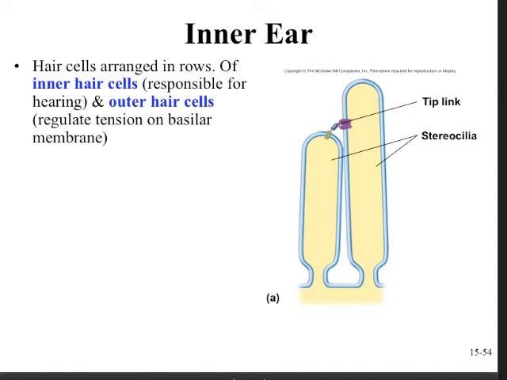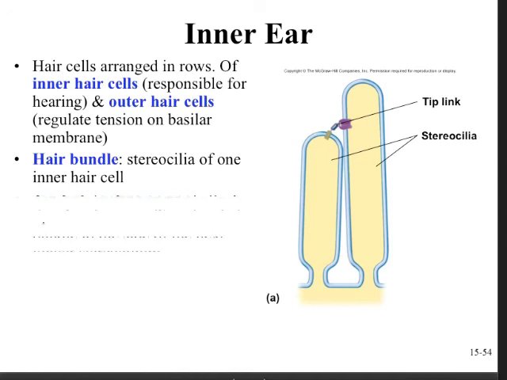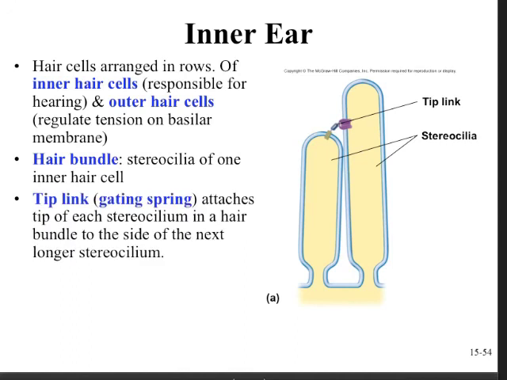Hair cells are arranged in rows, with the basilar membrane on the bottom, the tectorial membrane on the top, and the hair cells between them. There are inner hair cells that are responsible for our hearing, and the outer hair cells, which are essentially there to regulate the tension on the basilar membrane. Hair bundles are the stereocilia of one inner hair cell. There are tip links which attach the tip of the stereocilia in a hair bundle to the side of the next longer stereocilium. So they are kind of like dominoes hooked together.